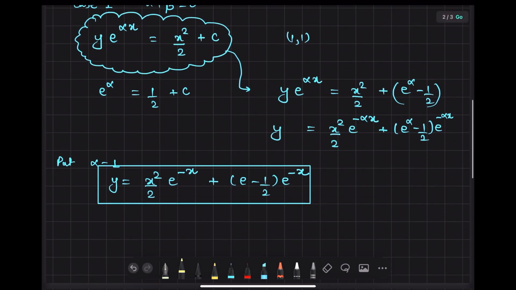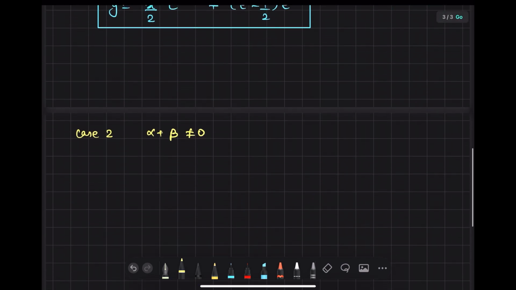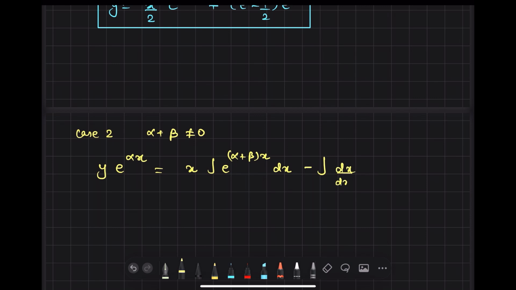Okay, so look at this. We will be writing y times e power alpha x. Now, first function times integration of second function, dx. Then we will have minus the whole integration of the differentiation of the first function, and then the integration of the second function.